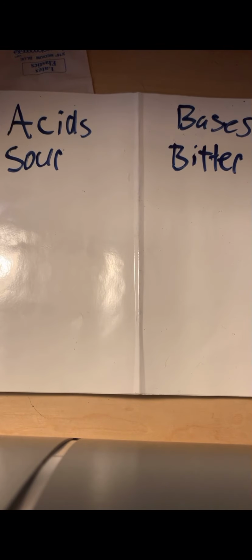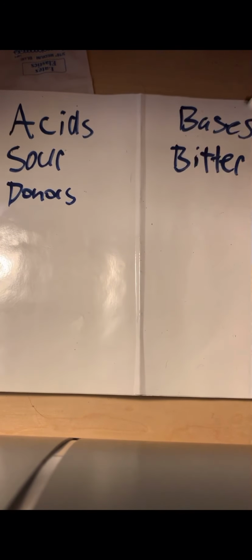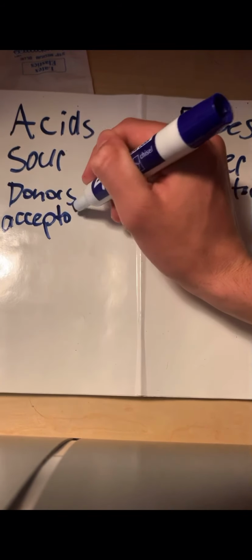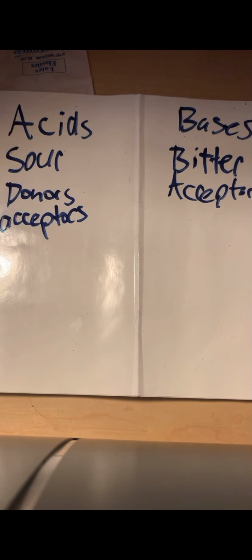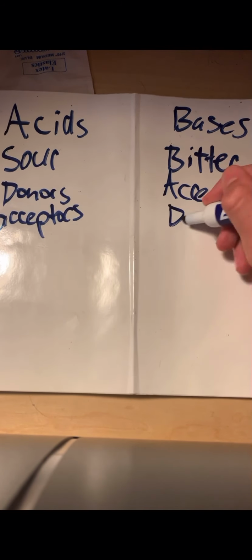Now acids are proton donors. Bases are proton acceptors. Now the opposite, as acids are electron acceptors, meaning that they could get a negative charge. And bases are electron donors, which means they can get a positive charge.